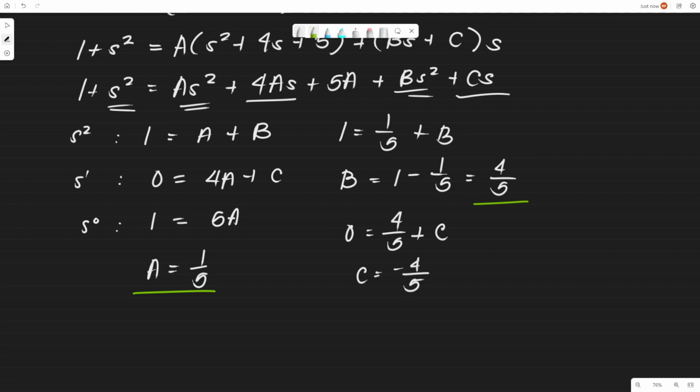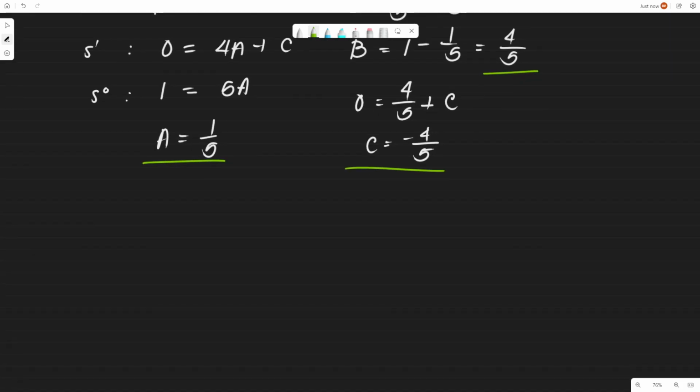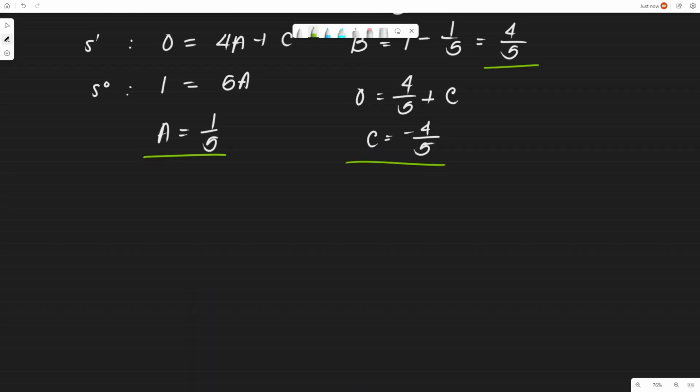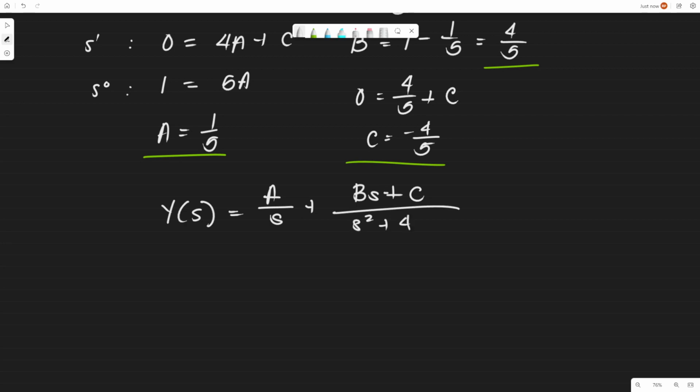Ayan. Okay? So, game, no? So, substitute na natin pabalik dun sa ating decomposed fraction. So, baba ko lang muna. So, we have here Y of s is equivalent to A over s. Kopyahin ko lang. Plus Bs plus C over s squared plus 4s plus 5.